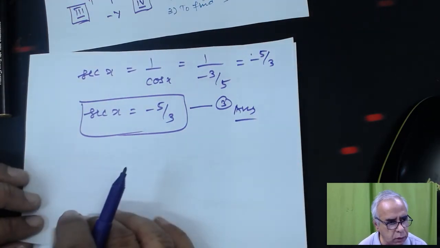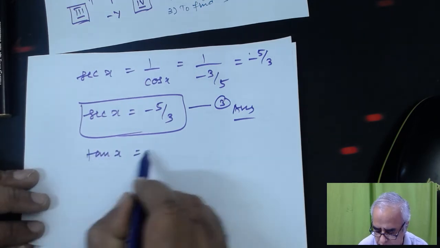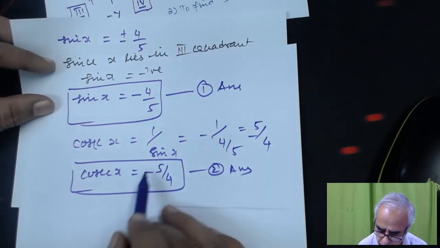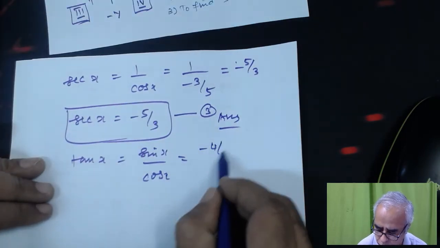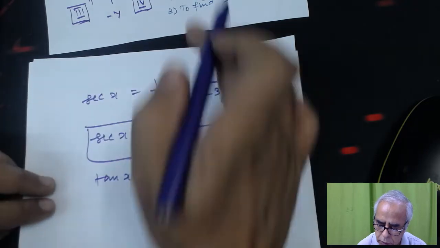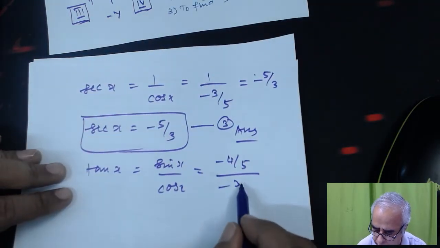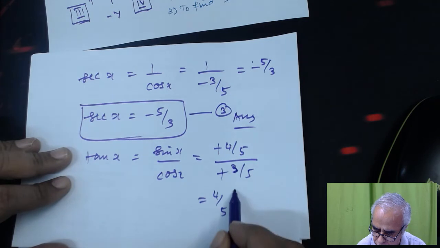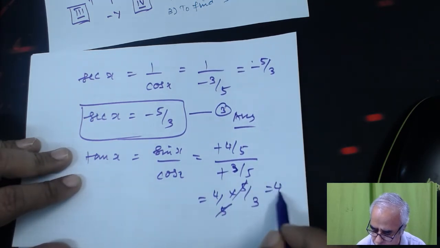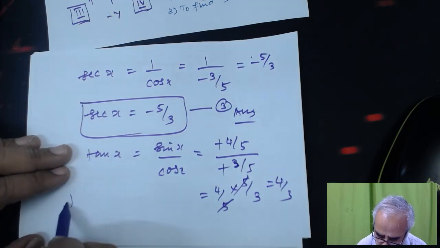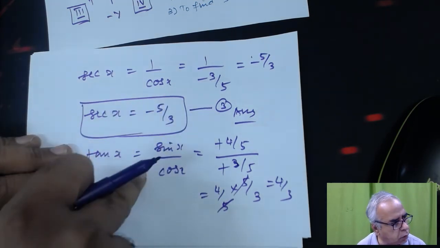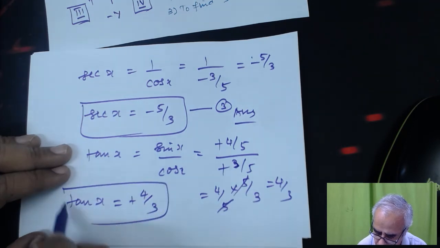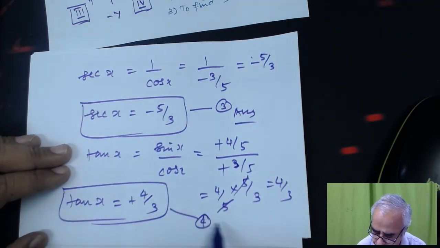And we have two more. What is that? Tan. So what is tan x? Tan x is sin x by cos x. Based on that you can work out. What is sin x here? Minus 4 by 5, divided by cos x, which is minus 3 by 5. Minus of minus is plus. So 4 by 5 into 5 by 3, cancel, gives 4 by 3. So tan x is equal to plus 4 by 3, and that's why it is the third quadrant, is it not? So this is the fourth answer, right?